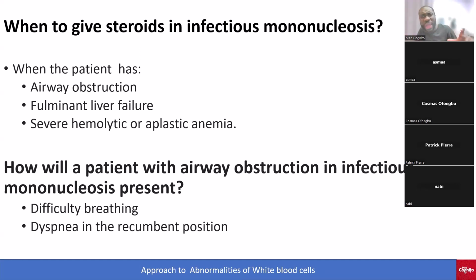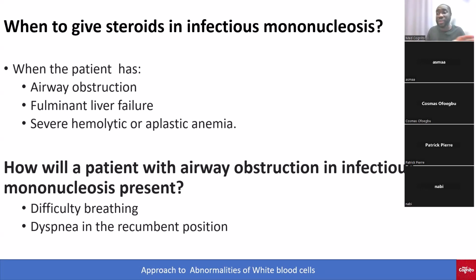Now, how do I pick up a patient who has airway obstruction? If I'm told that the patient has fever, sore throat, lymphadenopathy, and has difficulty breathing, and it gets worse in the recumbent position, then I'm thinking about airway obstruction. Those people need steroids. And as soon as I give them steroids, what's my next best thing? I'm going to get onto the phone and call a specialist right away.